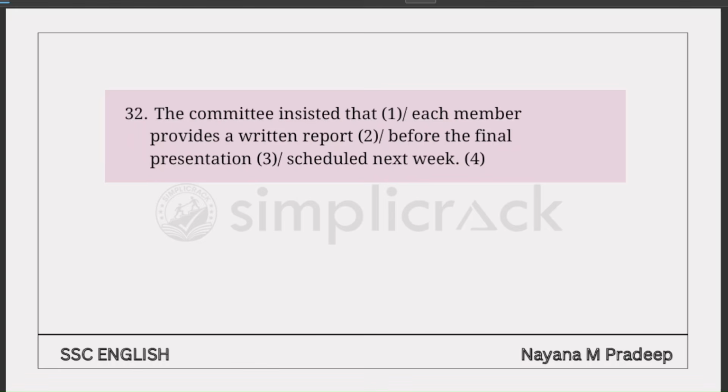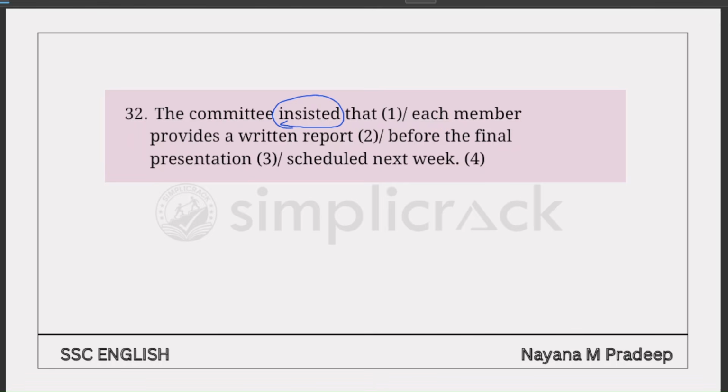Next question. The committee insisted that each member provides a written report before the final presentation scheduled next week. Now, do you know the answer to this question? You must know the answer to this question because we discussed this concept a little earlier. Yes, here you find the verb insisted.